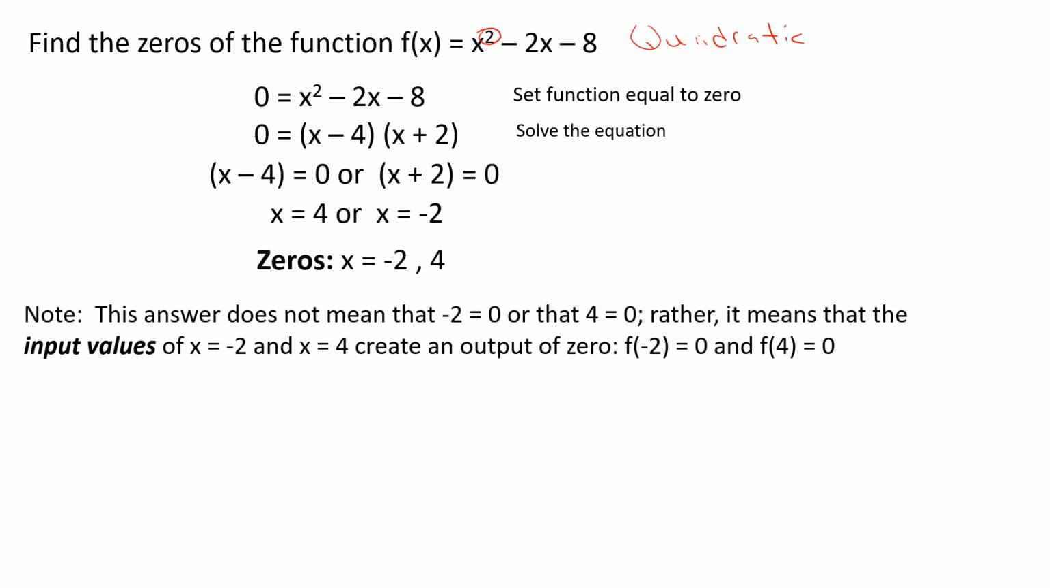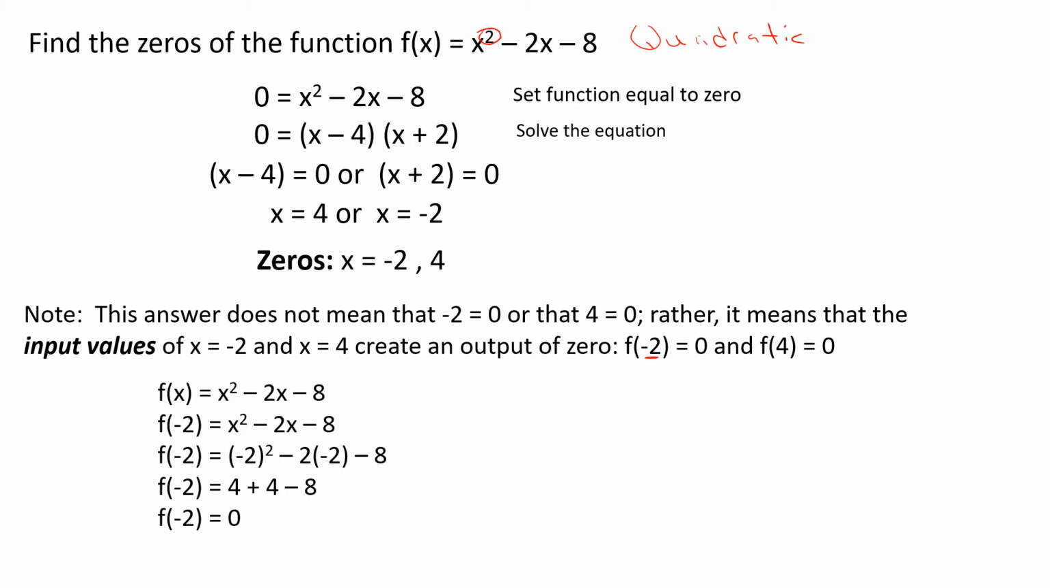This does not mean that -2 equals 0 or that 4 equals 0. Rather, it means that the input values of -2 and 4 create an output of 0. So if I was to take the function and plug in a -2, I would end up with 0. And a 4, I would end up with 0. Let me just show you that.